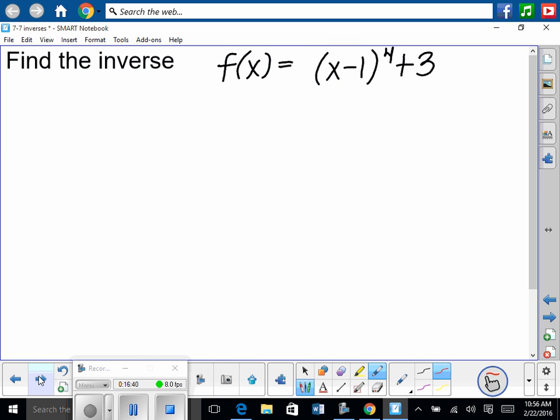I know you're anxious to start. Couple more. Let's go. So we switch x and y. So we have x is equal to y minus 1 to the 4th plus 3. What's my first step?